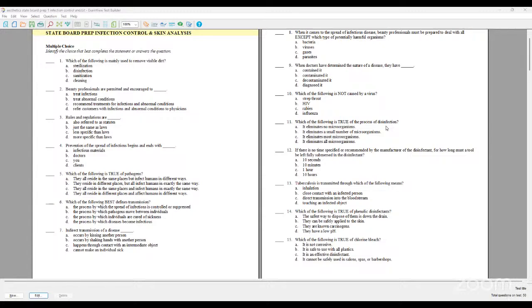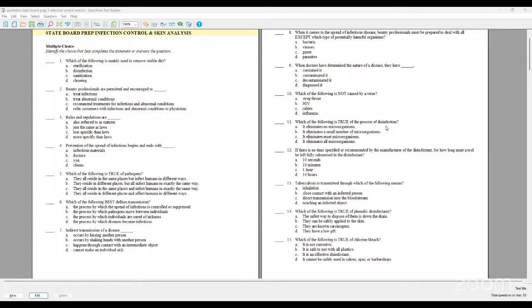Disinfection. Okay. It is stronger than cleaning. It is stronger than sanitation. It is not stronger than sterilization. Okay. It eliminates most. Yes. Number 11 is C. Okay. Number 12, you're correct, but number 11.